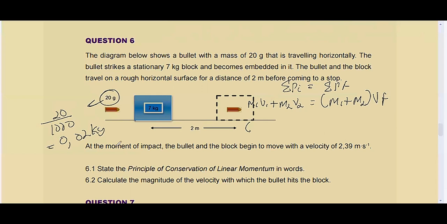Then 7 kg, that's definitely in the desired SI unit, so we can just leave it like that. Then let's calculate our mass number 1. We have 0.02. Then the velocity, are we told? We are not told. That's what we are trying to calculate: the magnitude of the velocity with which the bullet hits the block, the initial velocity of the bullet. Then mass 2, that's 7 kg, but this is for the block. The block was just stationary, so that means the velocity is 0.